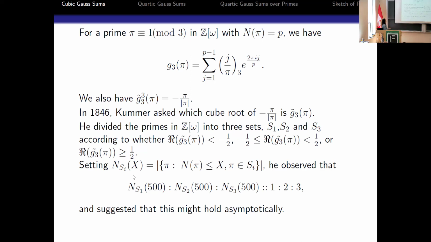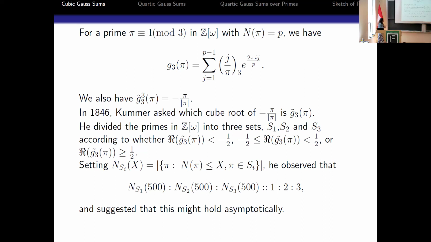So n sub S1, for example, would be those primes that belong to S1, and so on and so forth. Then he computed the first 500 of these and noticed that these normalized Gauss sums lie in these sets S1, S2, and S3 with statistical frequencies that are proportional to 1 to 3. According to Heath-Brown and Patterson, in one of their papers, he suggested hesitantly and cautiously that this might hold asymptotically.